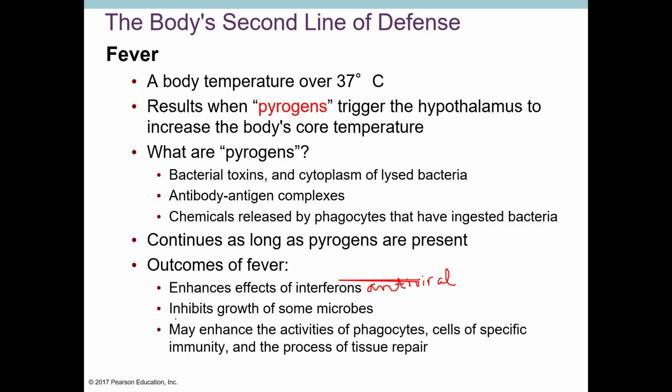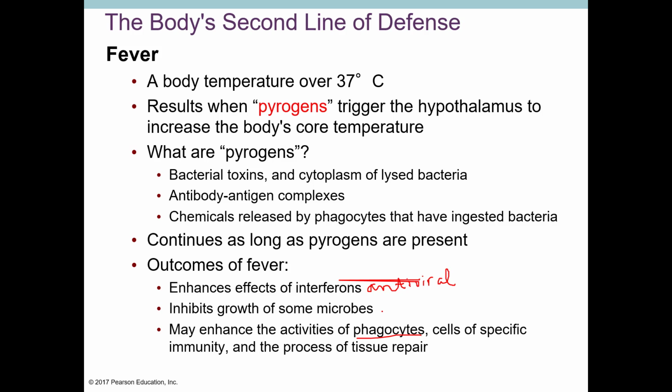It does, of course, at a higher temperature. There are microbes that don't like to grow at that higher temperature, so it can slow down. It doesn't necessarily kill the microbes, but it slows them down. And it also enhances the activity of the phagocytes. So you've got a lot of positive effects of the actual fever itself.